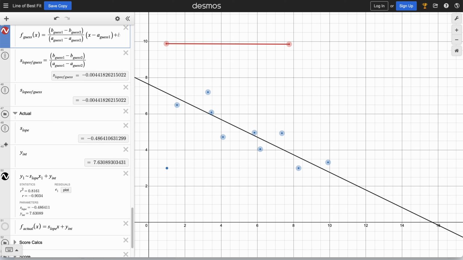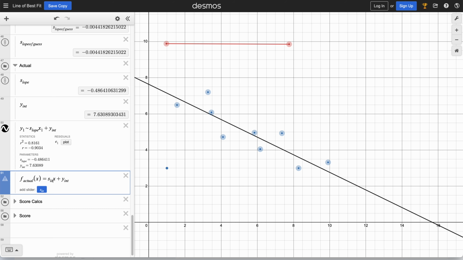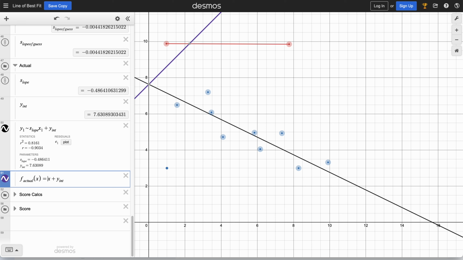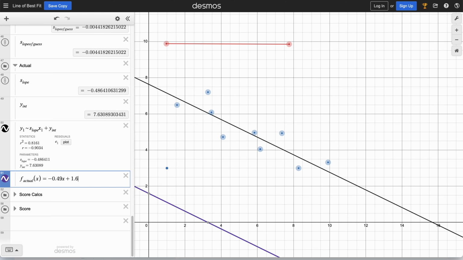So now that I have this actual showing, what is all this ugliness? Because it's very ugly. So the line of best fit is this equation right here. So if I turn on the F actual, I'm going to delete the slope just to show you what this is. And it would be negative 0.49. And that's coming from this number right here. So basically I just rounded this to the second decimal place. And then the y-intercept would be 7.63.